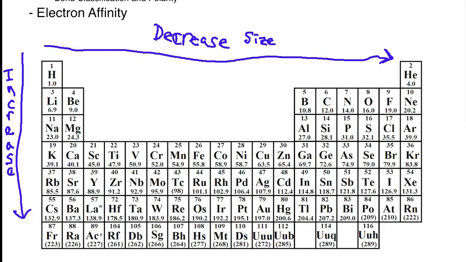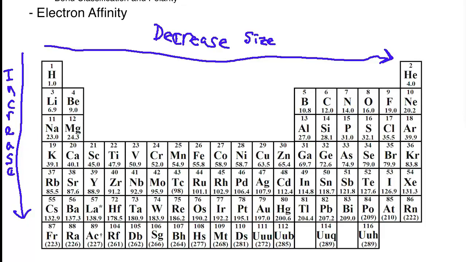Again, until we add a new shell. So we get to neon. Neon's going to be itsy bitsy compared to lithium. But then when sodium comes, we're talking about adding an entirely new shell onto this atom. And so at that point, we're talking about an increase, and we're going to jump up in atomic radius. So that is general atomic radius, right?